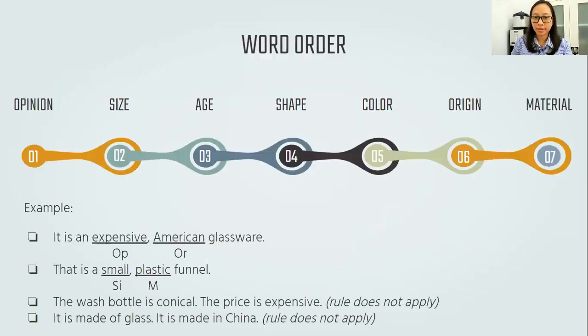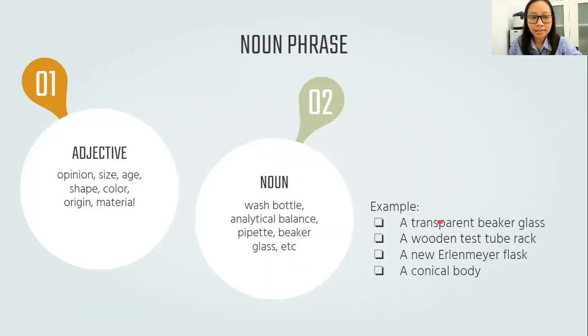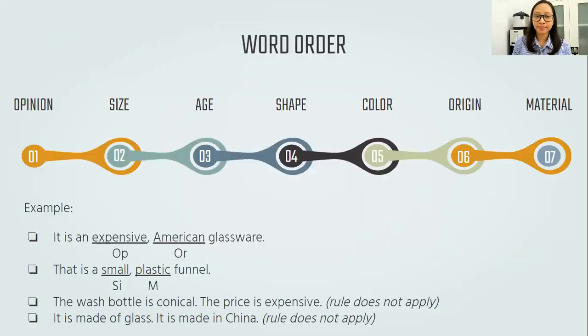And the word order, maksudnya gimana? Kalau tadi kan di ini hanya ada satu adjective, transparent, wooden, new, conical, ya kan? There is only one adjective in one noun phrase. What if we want to add more than one adjective in one noun phrase? What if we want to add more adjectives in this noun phrase? Nah, tadi kan ada banyak adjectives nih. Opinion, size, age, shape, color, origin, and material.